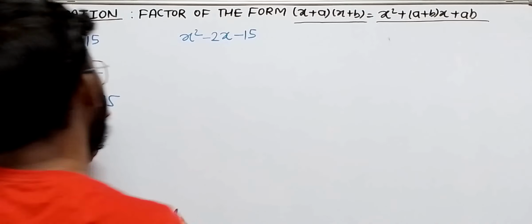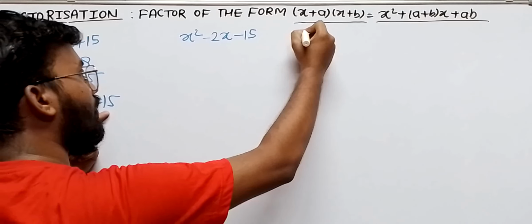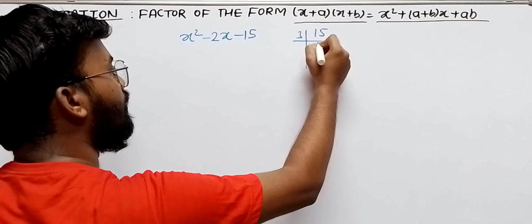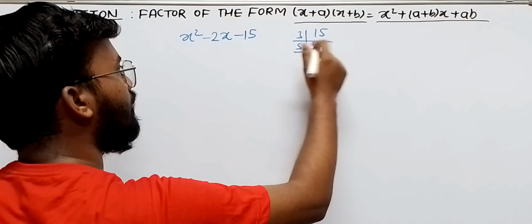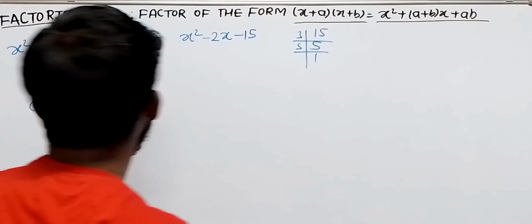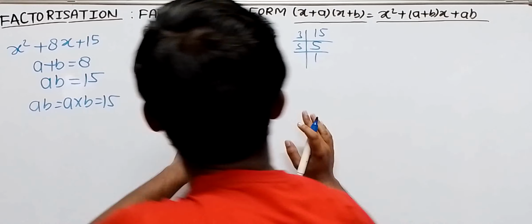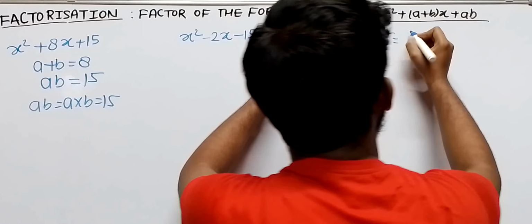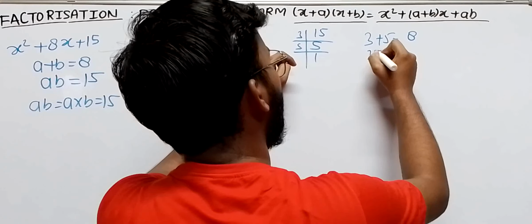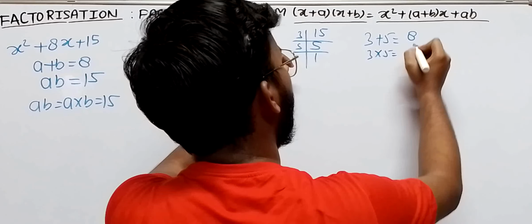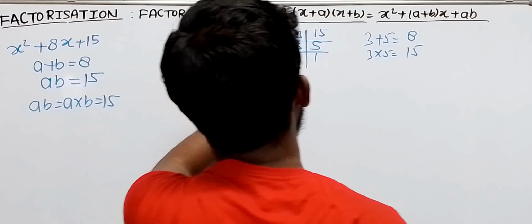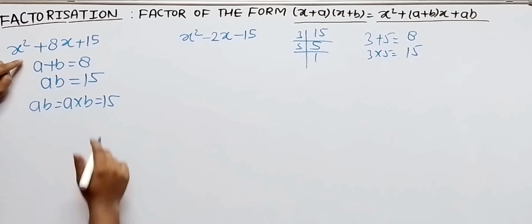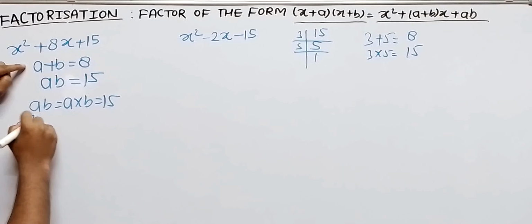So for this, first factorize 15. Then from here we get 3 and 5. Here we get only these two factors. If we add 3 + 5, it becomes 8, and when we multiply 3 × 5, it becomes 15. So this one will be easy. Take it like this only.